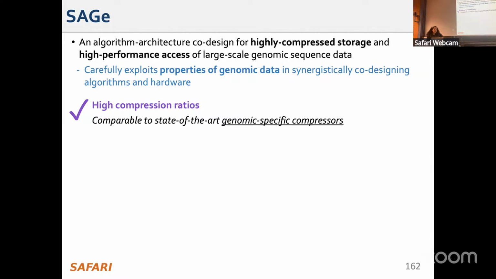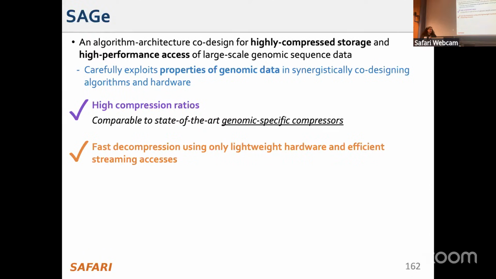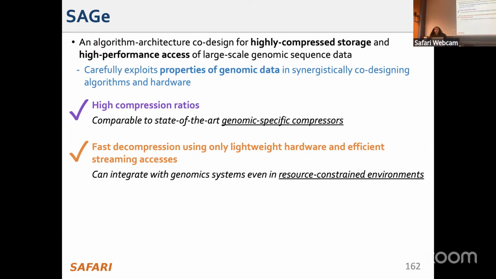So Sage's design has compression ratios similar to these genomic specific compressors that are a lot more effective for genomic data, and it enables fast decompression using only lightweight hardware and efficient streaming accesses. So it can be integrated with genomic systems, even in resource-constrained environments, meaning we have put a lot of effort into designing accelerators for genome analysis, but can we prepare the data in a fast, efficient and lightweight way for them? That's what we try to enable.